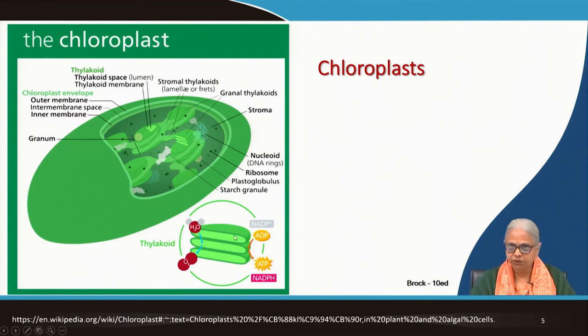These convoluted membranes of the thylakoid is where the chlorophylls are located. The nucleoid is present in the stroma. You also have ribosomes in the stroma. Yeah, so the nucleoid is freely floating throughout the stroma as are the ribosomes. And you also have storage granules like starch granules and so on.